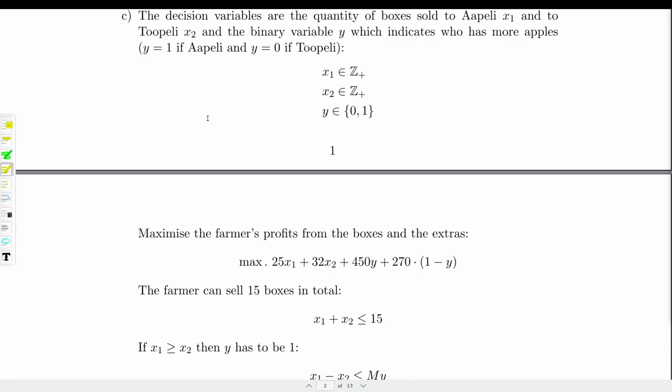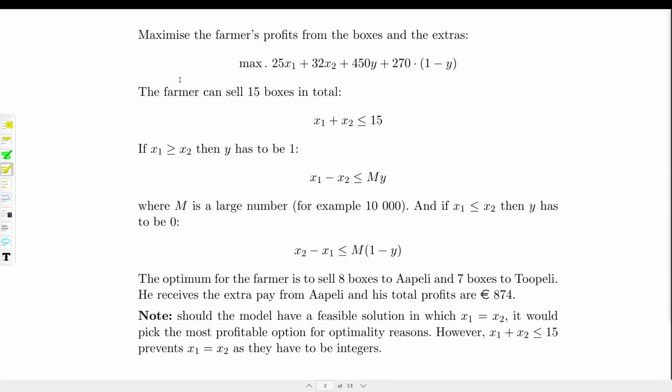Finally, let's look at the solution to part C. In part C we have decision variables, which are the quantities of the boxes sold to Apeli, denoted by X1, and to Topeli, denoted by X2, which are this one. And the binary variable Y, which indicates who has more apples. 1 indicates that Apeli has more apples and 0 indicates that Topeli has more apples. And the objective is for the farmer to maximize his profit from the boxes and the extra, which is formulated here.